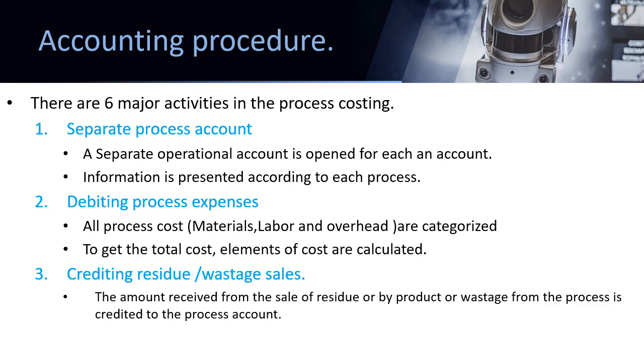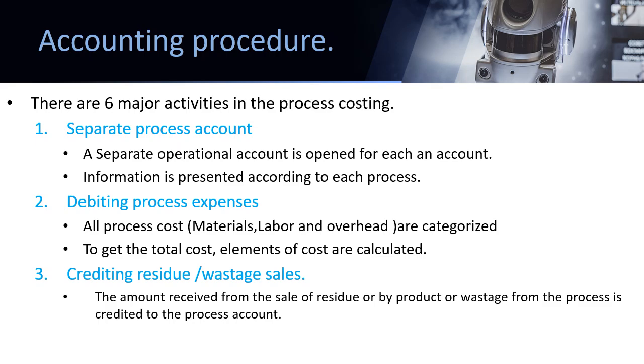Debiting process expenses. All process costs, materials, labor, and overhead are categorized. To get the total cost, elements of cost are calculated. What are the materials, labor, and overhead you have used for the process? Those costs are directly debited to the relevant process account.